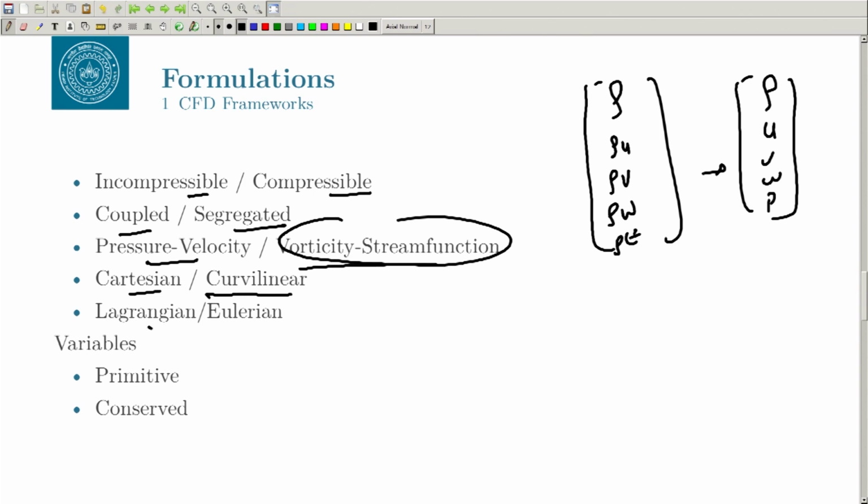You can have the Lagrangian or the Eulerian framework. In the Lagrangian you actually follow the particle, and in the Eulerian you basically fix a location and see how the particles are traveling.